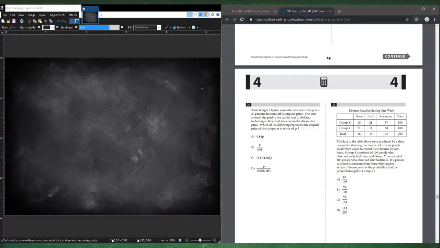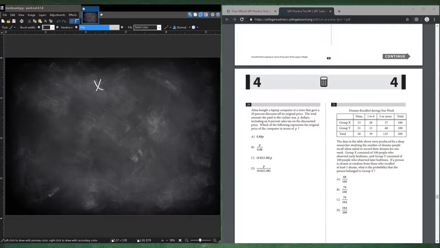Alma bought a laptop computer at a store that gives a 20% discount off its original price. The total amount she paid to the cashier was P dollars, including an 8% sales tax on the discounted price. Which represents the original price of the computer in terms of P? Let's say the original price is X, right? So she had a 20% discount.